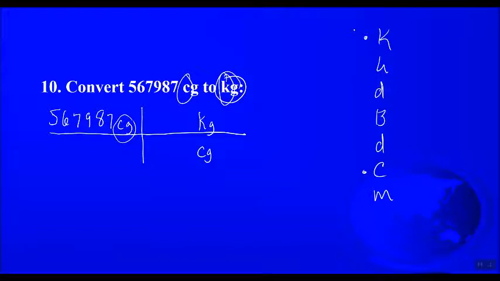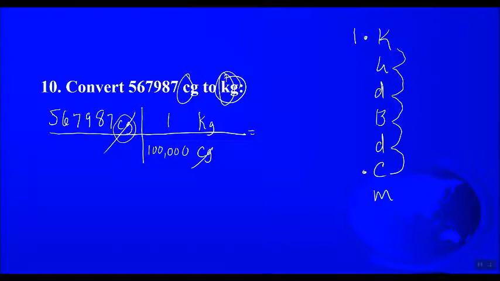Centi. Who's on top? Kilo. 1. By how much? Ooh, 10, 100, 1,000, 10,000, 100,000. So 1 kilogram is going to be 100,000 centigrams. Centigrams cross out.